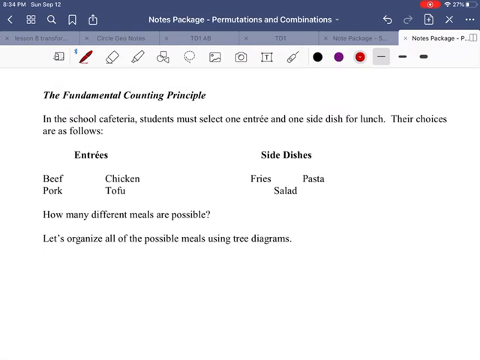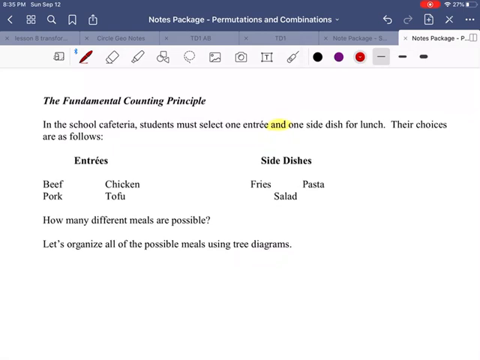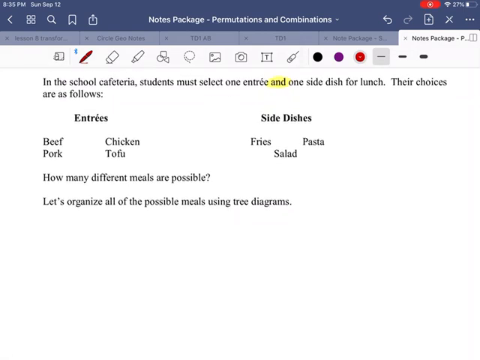So in the fundamental counting principle, here's a couple more examples. This one is a little bit different, however. In the school cafeteria, students must select one entree and one side. This is a little bit different situation. Their choices are as follows. They've got 4 entrees, 3 side dishes. How many different meals are possible?